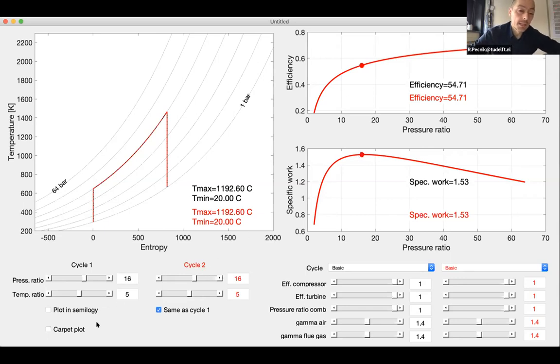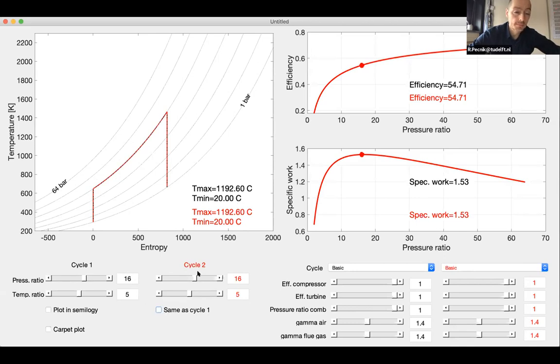Now you can see that I have two cycles in here. I have a black cycle and a red cycle. So you can see all this black font here belongs to the black cycle. This is this part here, and the red cycle. I have two cycles. And now I've set here a checkbox. Can you see this checkbox? I have "same as cycle one." If I uncheck this one, I can have two different cycles and compare them among each other.